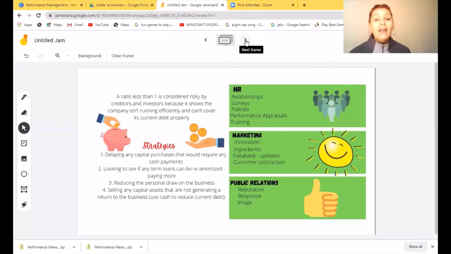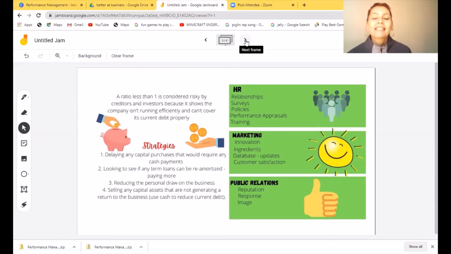Well, you can delay any kind of capital purchases that require cash payments. You could look to see if any loans can be re-amortized. That means you're going to start paying a little bit more to your loans, so you reduce your loan. You could reduce any personal drawings on the business. So the owners that are taking any drawings out and using it in their personal capacity, try and reduce that. Or you're going to sell any of your assets that are not generating a return. So say, for example, you've got a big car washing machine that you're not using, you're going to look at selling that off because it's not generating any cash.